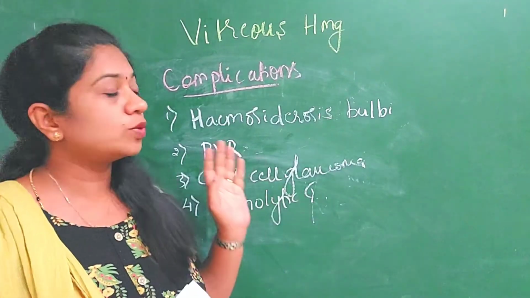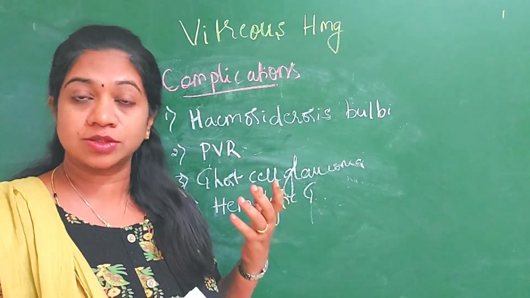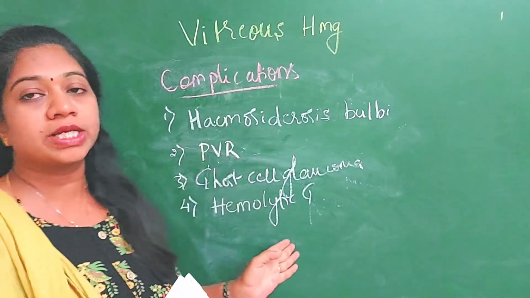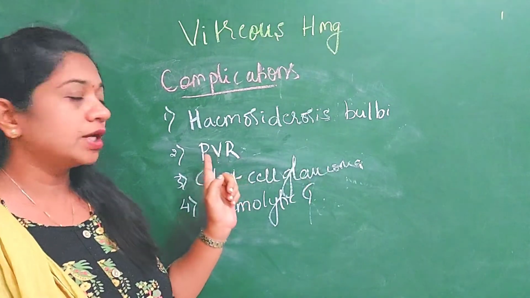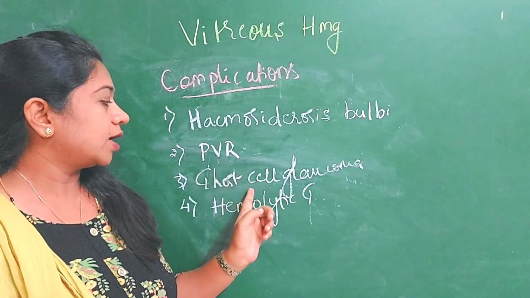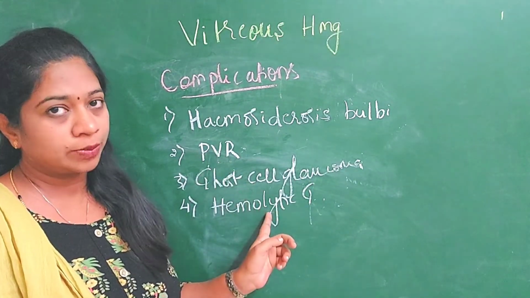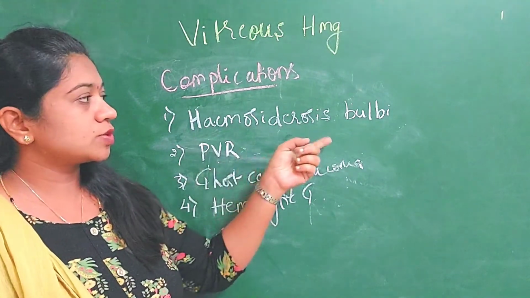So what happens if you don't treat the vitreous hemorrhage or the vitreous hemorrhage is not resolving? So these are the complications of vitreous hemorrhage. It can lead to hemosiderosis bulbi, there can be proliferative vitreoretinopathy, or there can be ghost cell glaucoma or even hemolytic glaucoma. So what is hemosiderosis bulbi?